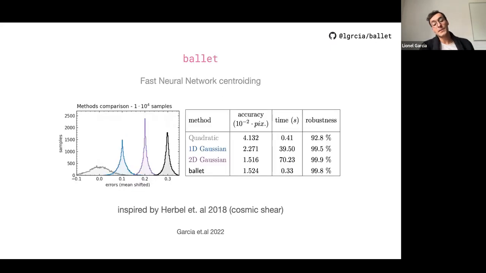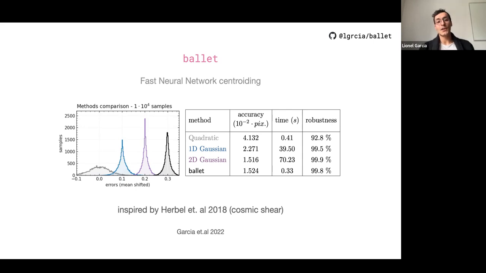Another block we developed is one based on a technique called Ballet about centroiding. Most of the time, especially if you do aperture photometry, you really want to locate the centroid of your sources. And there is a trade-off in doing that. You want accuracy, but also you want it to be fast. In our case, we want both things.